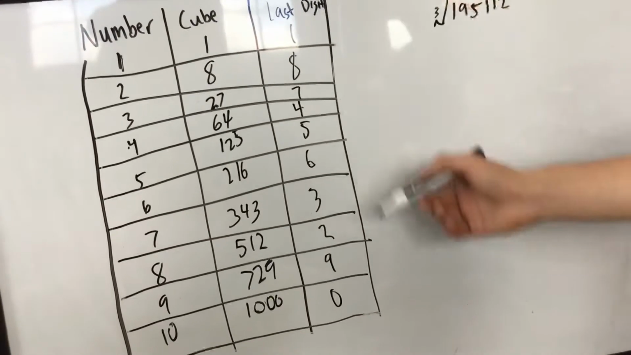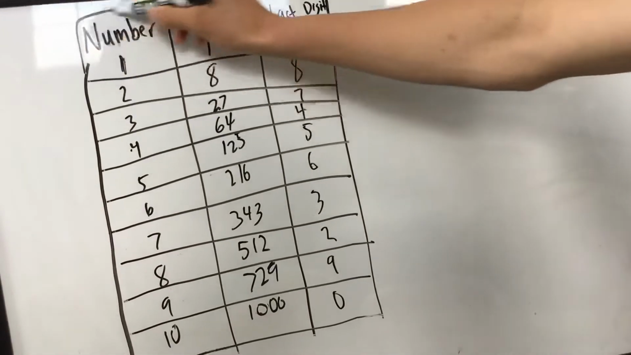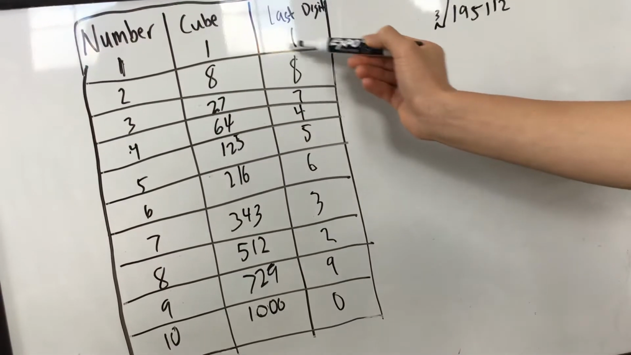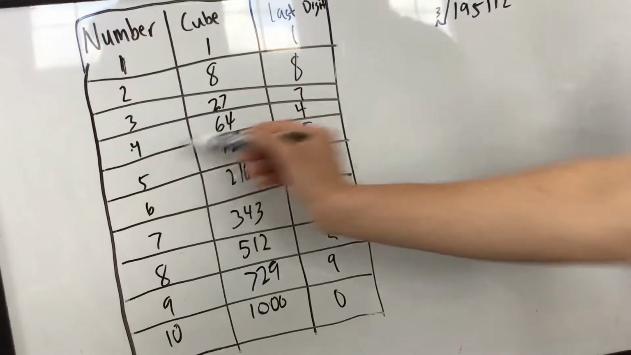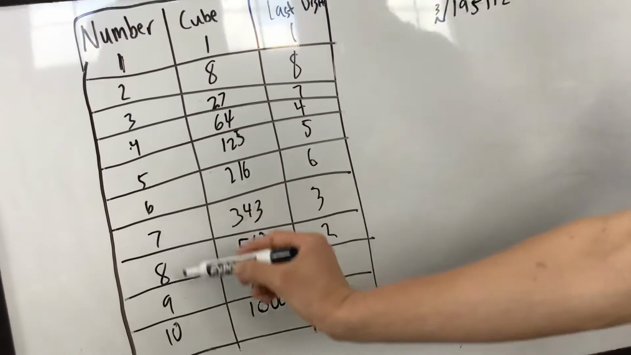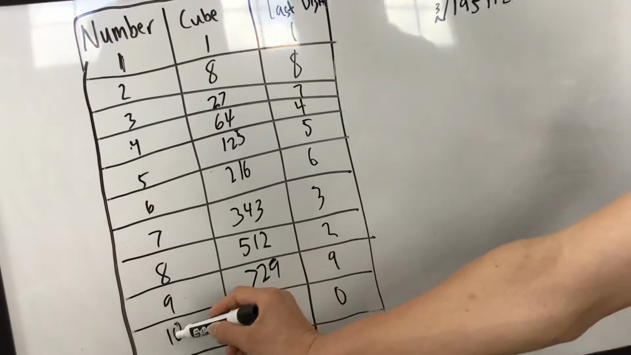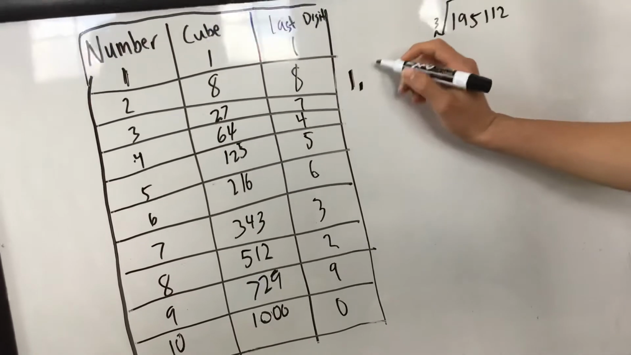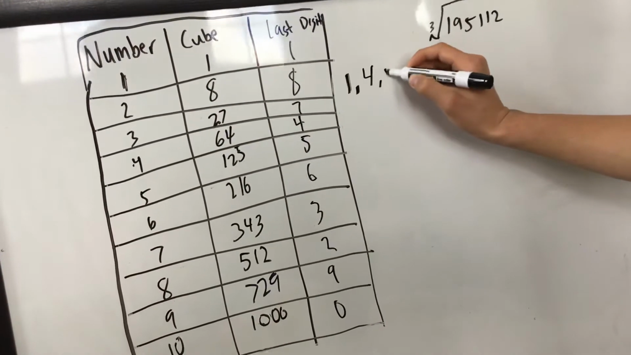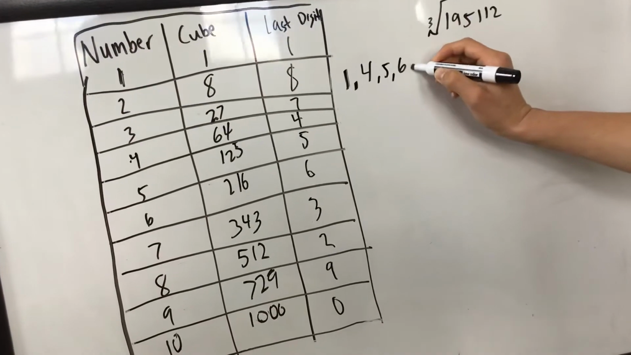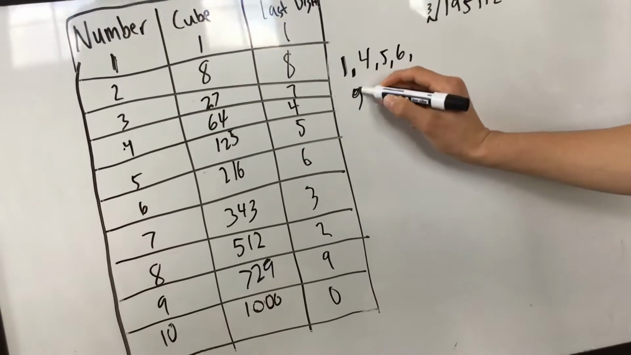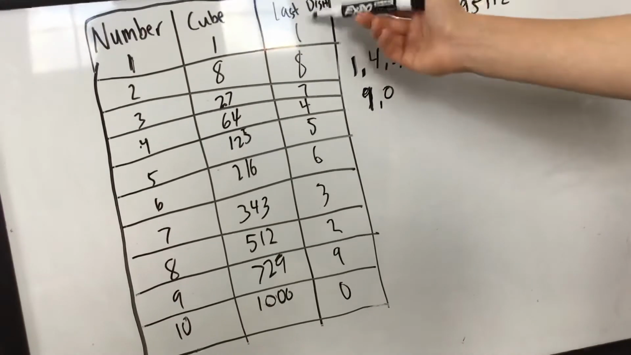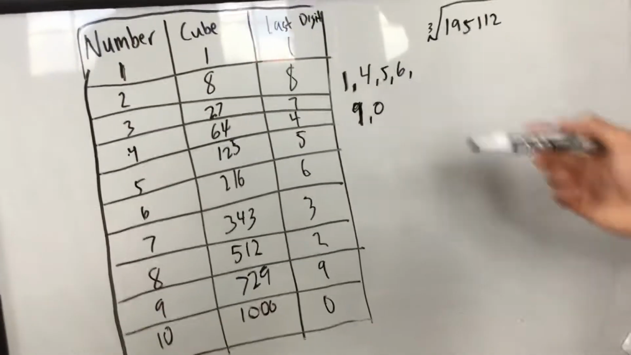So if we use these numbers, there's a simple way to memorize the last digits of each of the cubes from 1 to 10. A 1 is a 1, and then a 4 is a 4, a 5 is a 5, a 6 ends in a 6, the cube of a 9 ends in a 9, and the cube of a 10 ends in a 0. So the numbers 1, 4, 5, 6, 9, and 0 all have the same last digit of their cubes as themselves.